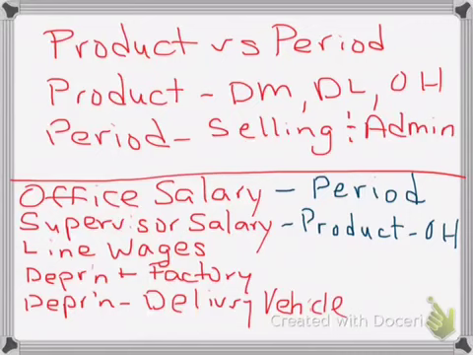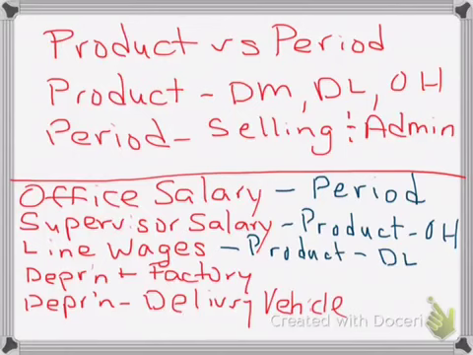Then we have our line workers' wages. These are actually on the assembly line. They're actually manufacturing that product. So they definitely would be part of our product cost. And they're actually going to be part of our direct labor because they are hands-on. They're actually directly manufacturing this good.